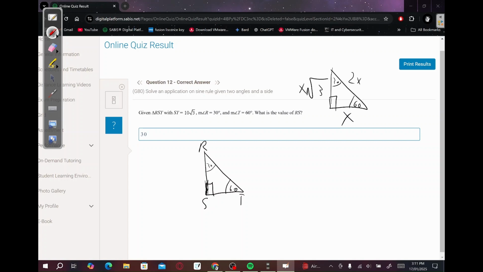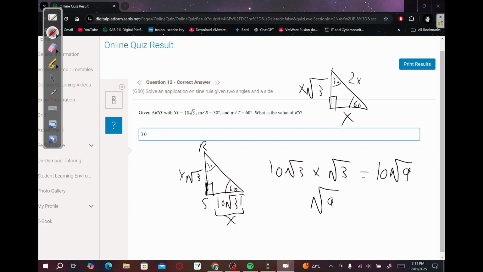Okay, now we're just going to apply this. We're going to do what I did here, except with actual numbers. So, RS is the side we're going to find. ST is 10 radical 3. Okay, we don't need it. ST is x, because it's between 90 and 60. We're going to do 10 radical 3 times radical 3, because remember, this is x, so this is x radical 3. So, 10 radical 3 times radical 3 is equal to 10 radical 9. Now radical 9 is equal to 3. So this is going to be 10 times 3, which is equal to 30. This is our final answer.